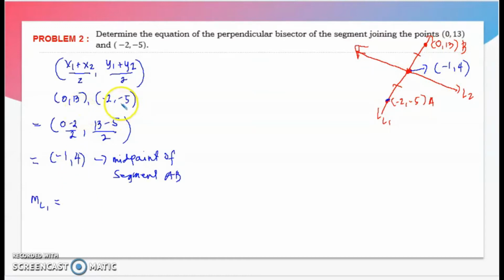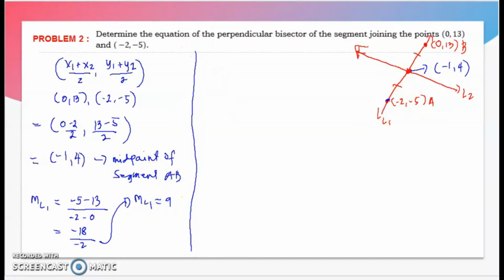So that is -5 minus 13, over -2 minus 0, and then simplify. So -5 minus 13 is equal to -18, over -2 minus 0, which is -2. So therefore, the slope of line 1 is equal to 9.